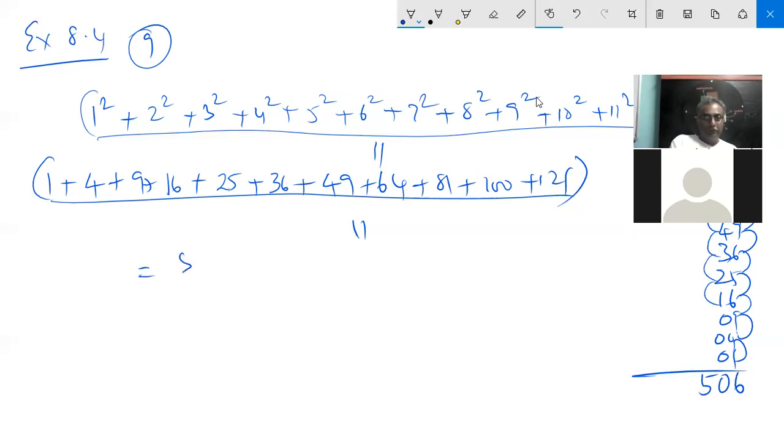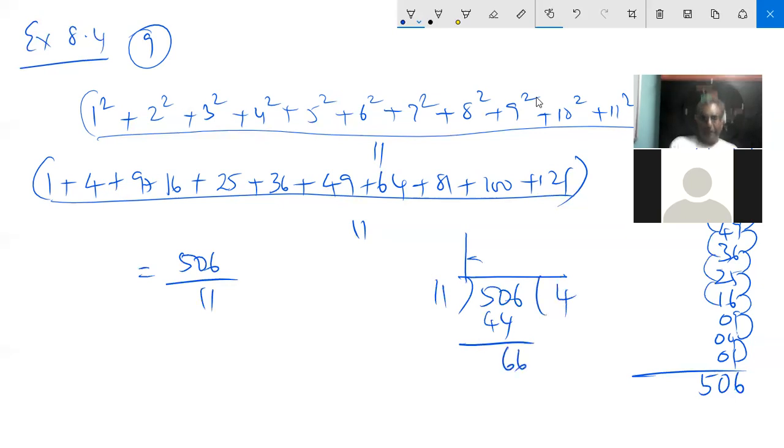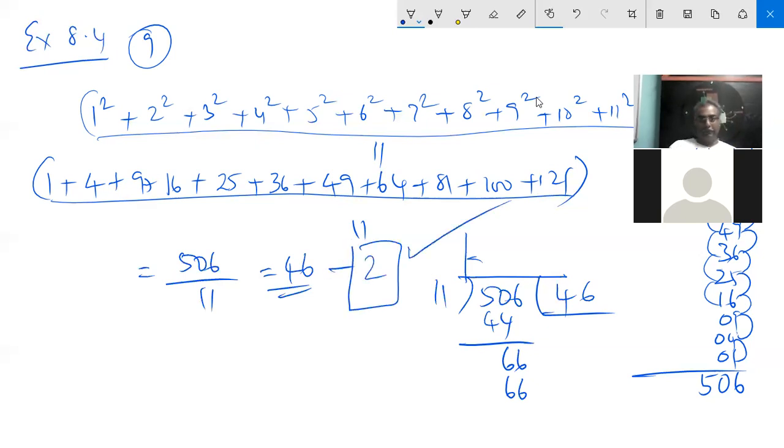So this is equal to 506 by 11. 11 will go in 506. Sorry, let us do it like this. 44, it will go 4 times. In 66, 11 will go 6 times. So this is equal to 46, answer. So which answer is coming correct? 2. 2 is correct. Okay. So this also I will be posting.